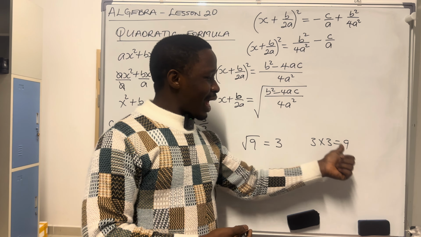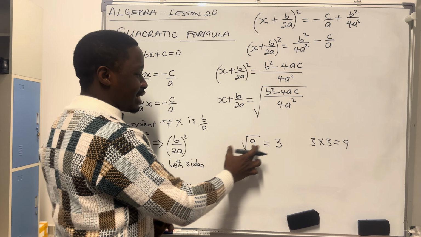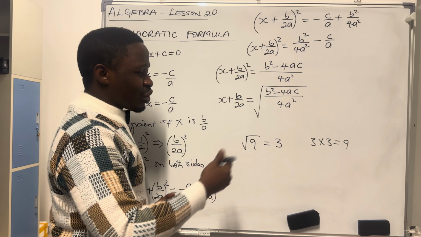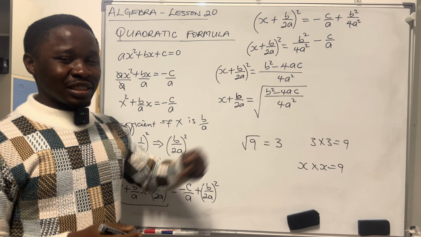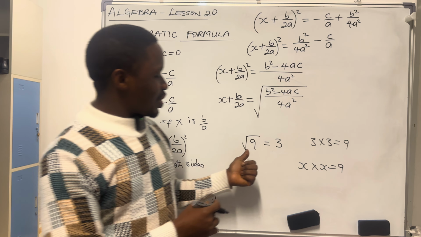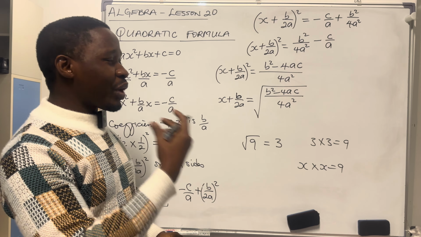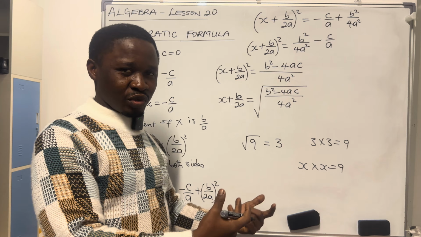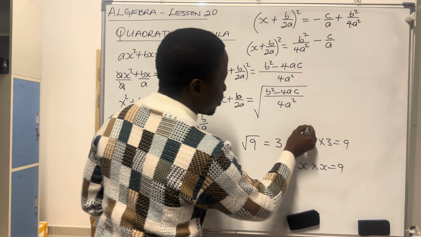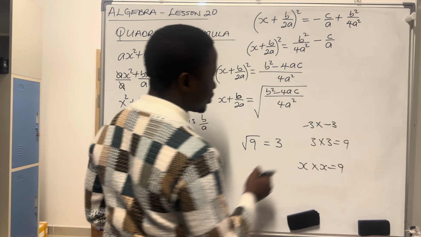Now, don't you know that this argument can give you something else? You are saying the square root of 9 is 3 because 3 times 3 is 9. So if I say x times x is 9, will you accept that the square root of 9 is x? Because according to the argument, whatsoever that multiplies itself to give 9, we accept it to be square root of 9. So what if we say minus 3 times minus 3?